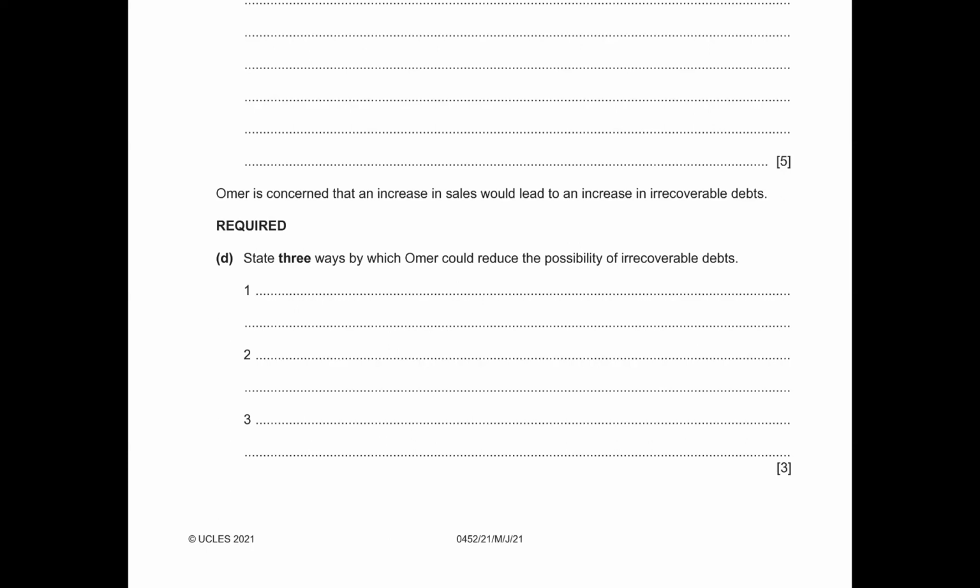All right, can you state the 3 ways? You can establish a credit limit for each customer. After that, you can issue invoices and statements promptly. Then you can improve the credit control, you can maintain a good credit control system. Those are some of the possible ways on how you can ensure that you reduce the possibility of having irrecoverable debt.